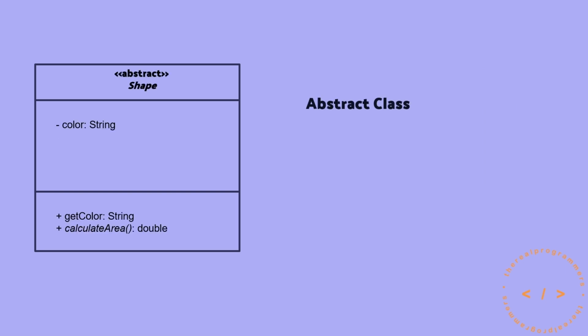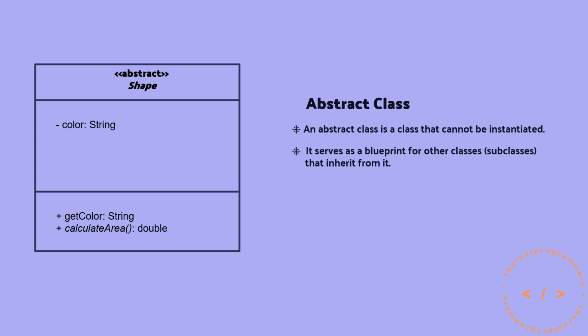We have completed the basics. Now let's look at how an abstract class is represented in a UML class diagram. An abstract class is a class that cannot be instantiated. Basically, you can't create objects directly from it. It serves as a blueprint for other classes, basically the subclasses that inherit from it.